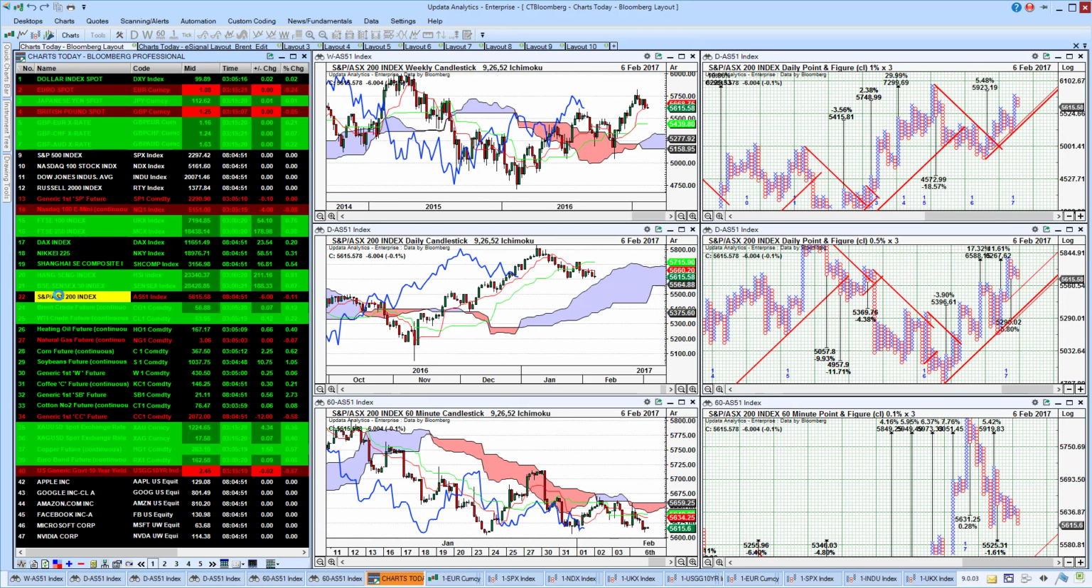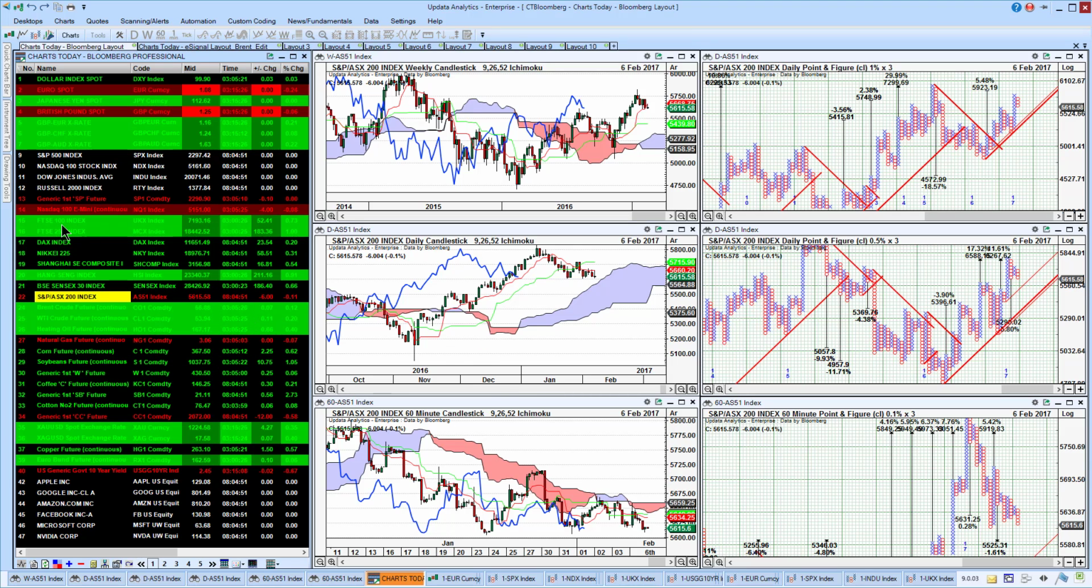The Australian market was down just very slightly, still not quite above the cloud. Strong Aussie dollar having a little bit of an effect there.